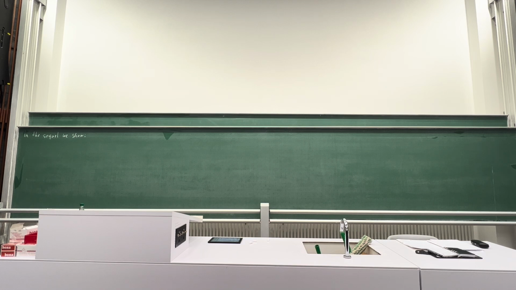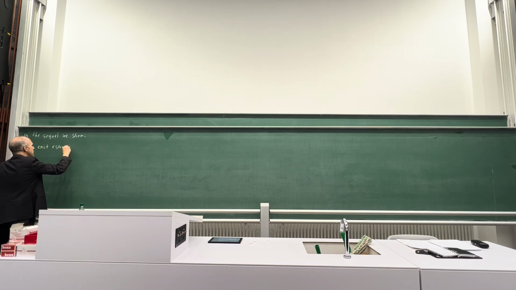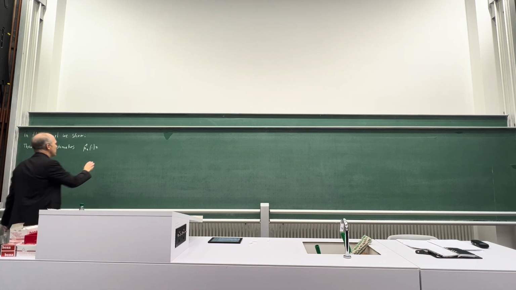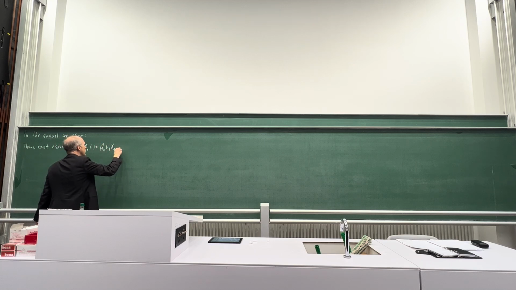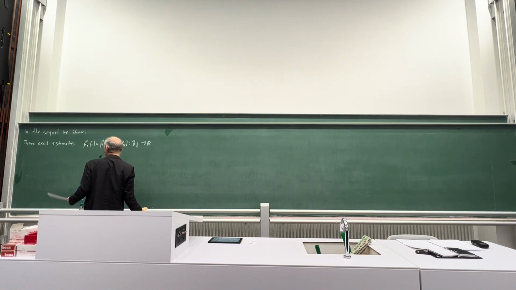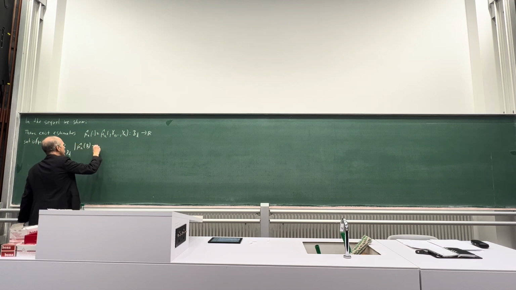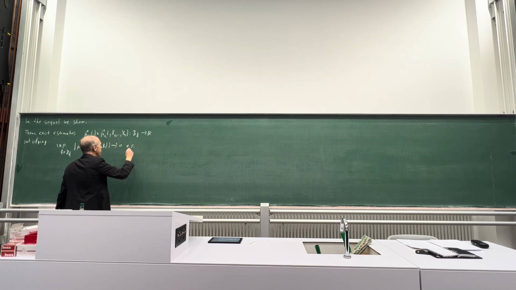So in the sequel we show there exist estimates mu_n hat. And of course the estimate depends on the sample, mu_n hat of X1 to Xn, and goes from the Borel sets to R plus, or to R, satisfying the supremum over B in the Borel sets of mu_n hat of B minus mu of B goes to 0 almost surely.